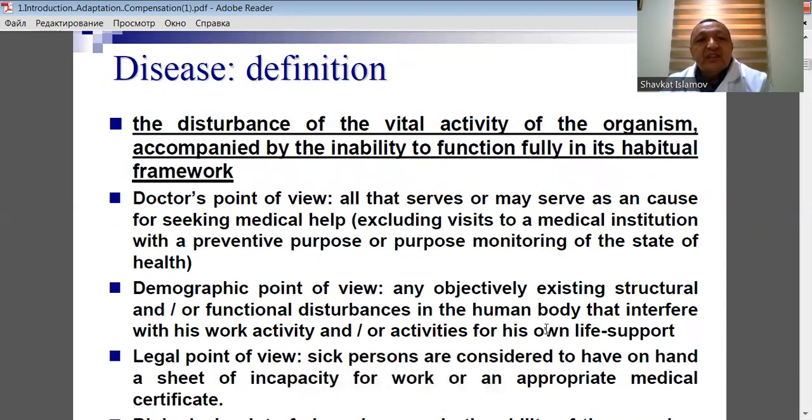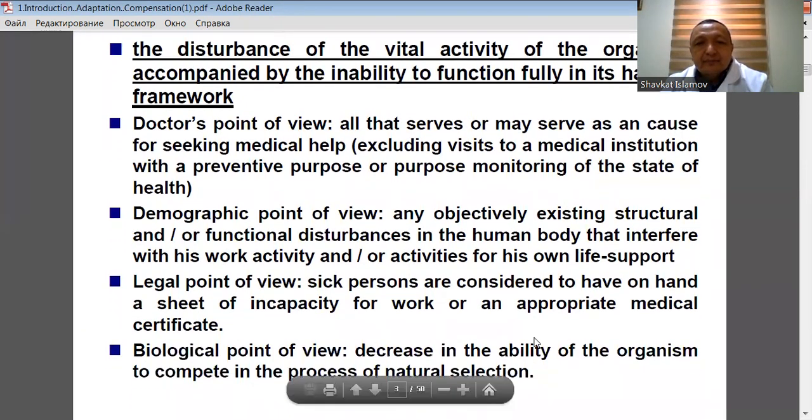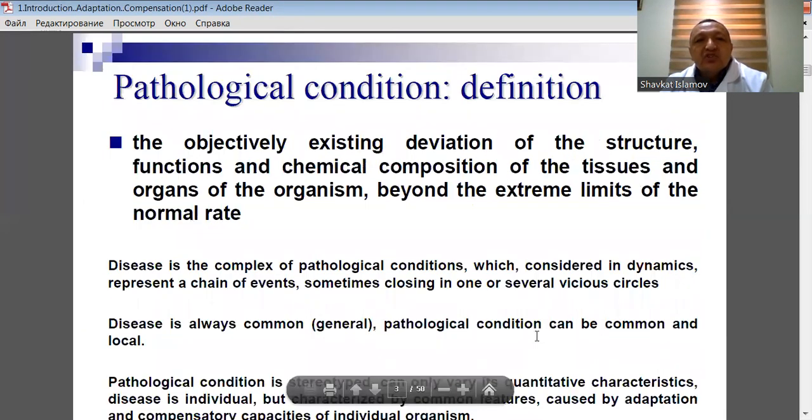Disease definition: the disturbance of the vital activity of the organs, accompanied by the inability to function fully within its framework. Pathological condition definition: the objective deviation of the structure, function and chemical composition of the tissues and organs of the organism beyond the extreme limits of the normal range.